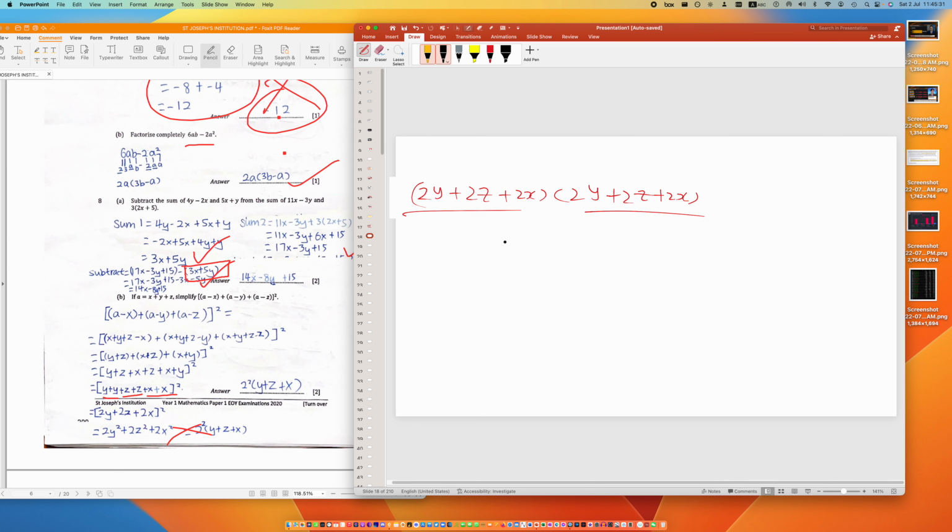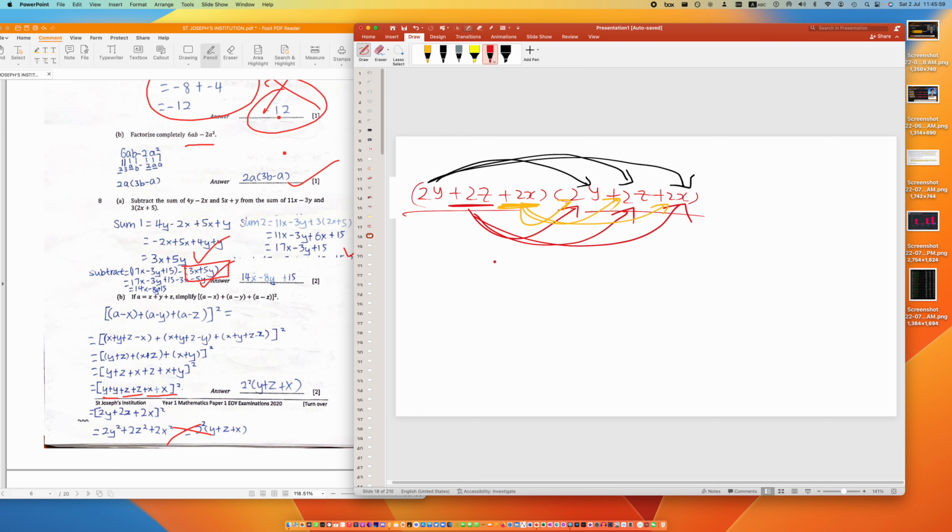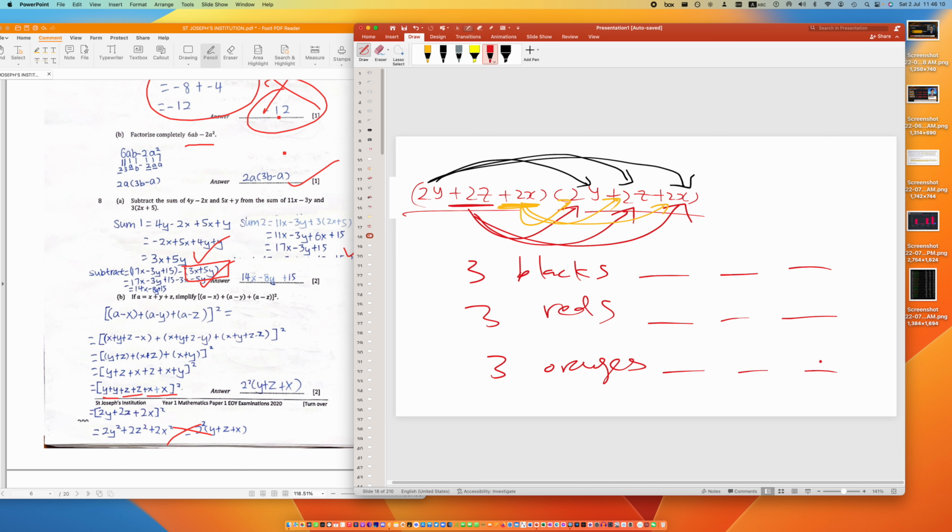So what I suggest my student to do is do this first. Okay? Then use another one. This is for the 2z. Then last one, let me use a different color for the 2x. So how many arrows you see? 3 black, 3 red, 3 orange. Let's call it orange. So basically I should see 3 blacks, 3 reds, 3 oranges. So you have 3 terms, you have 3 terms, you have 3 terms. So you end up with 9 terms.